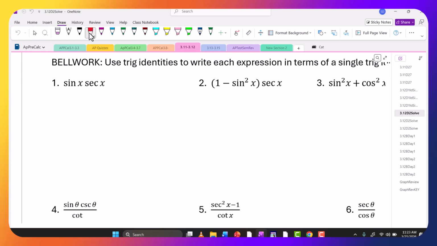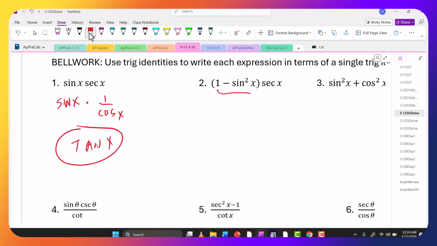Okay, listen. This is sine of x times 1 over cosine, and I'm going to make this real quick. This is sine over cosine, which is tan. Everyone should have got tan for this one. How many people got that right? Should be everyone.